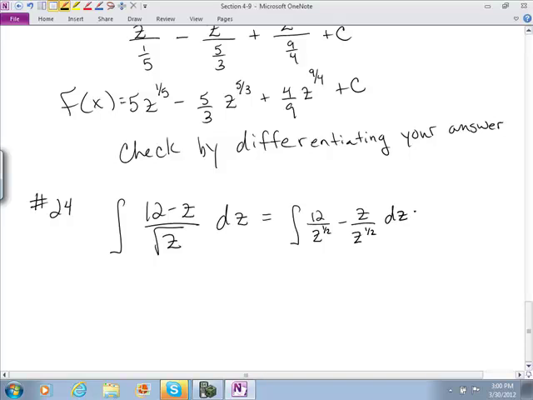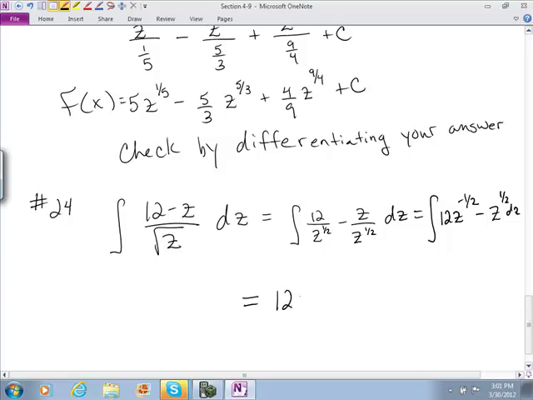I haven't done the antiderivative yet, so I'm going to write the integral symbol, and this will be 12z to the negative 1/2 minus z to the 1/2 over z, which is 1 over z to the 1/2. You subtract the exponent, so that's going to be z to the 1/2 dz. Okay, now I'm ready to use the power rule. So I take the antiderivative by adding 1 to the exponent and putting it under the term. And now I will no longer write the integral symbol.